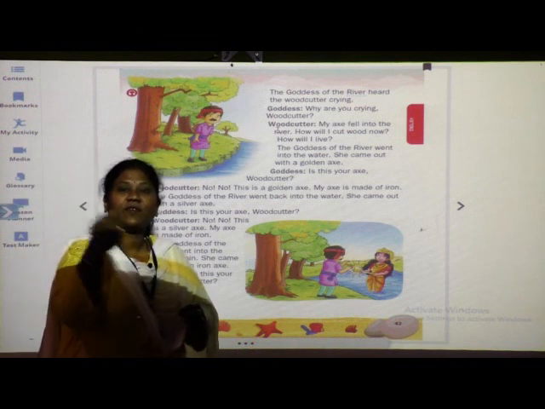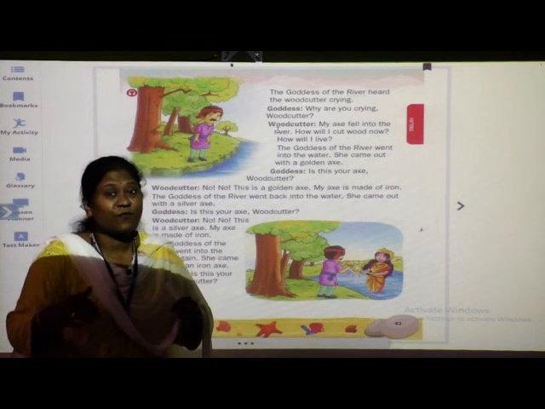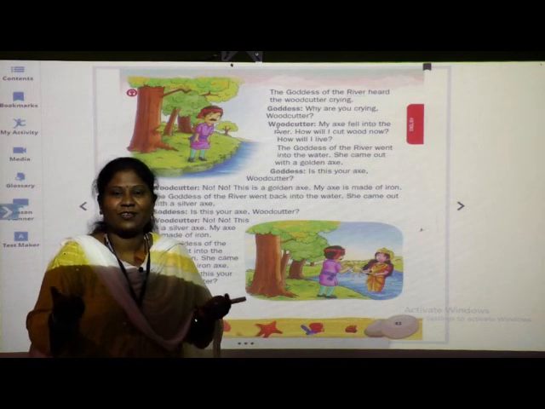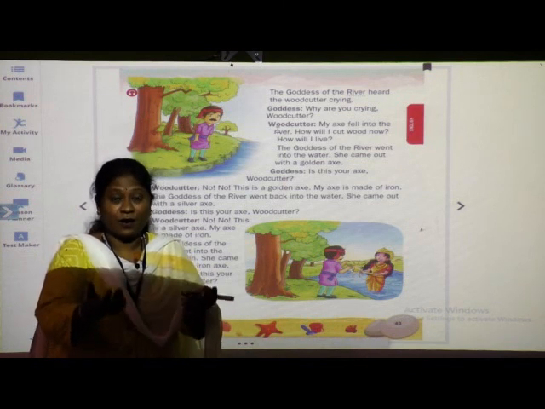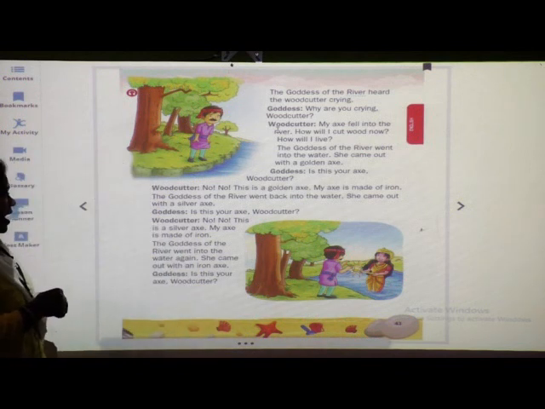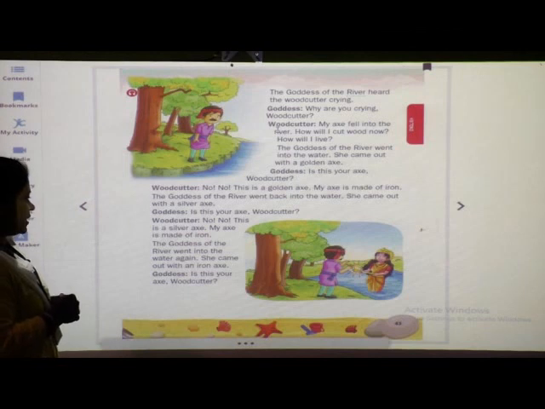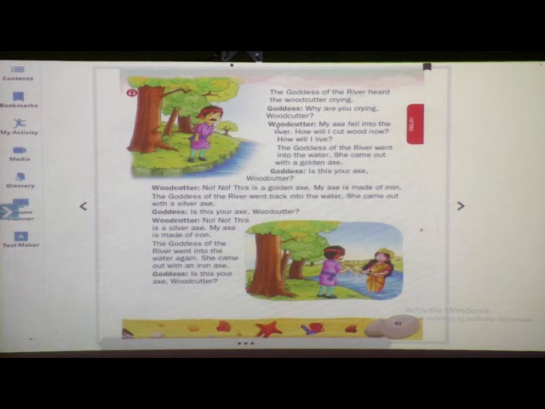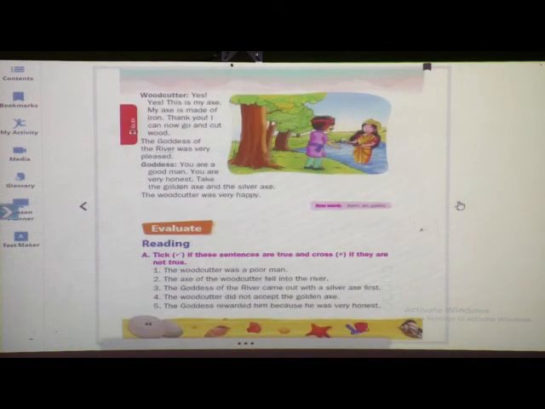When she came with the iron axe, the woodcutter was very happy. He was very happy seeing his iron axe. "Is this your axe, woodcutter?" "Yes, yes, this is my axe. My axe is made of iron."